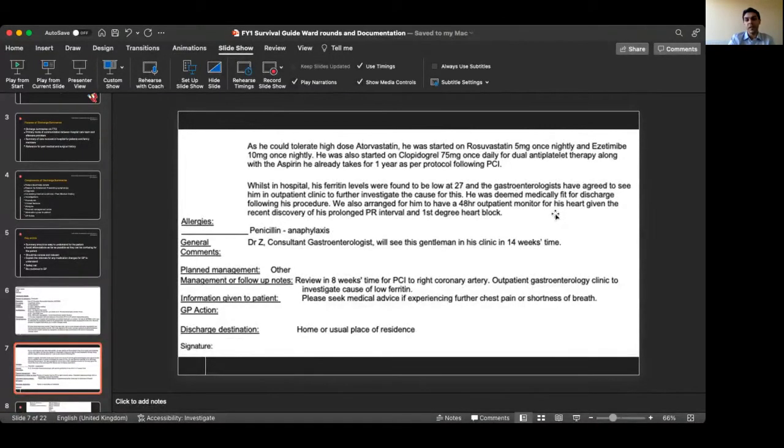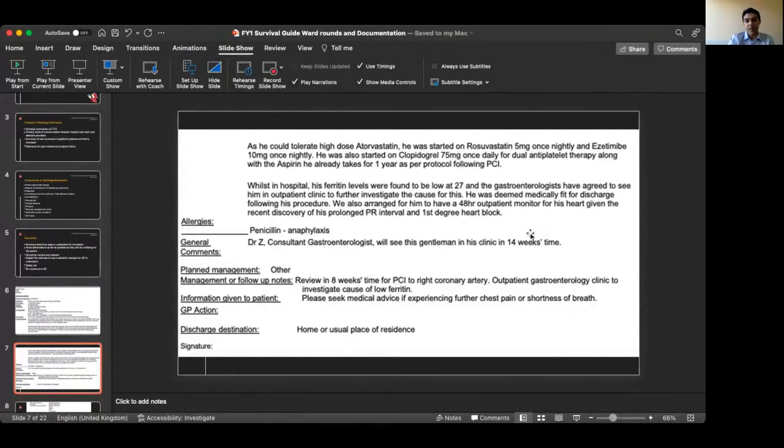It's important to say your patient was deemed medically fit for discharge. I know it's common sense that if you're discharging a patient, they're usually fit for discharge or they've come near the end of their treatment care. But it's important to mention it for the GP as well, just so they're aware of how this patient was just before you're about to discharge them.